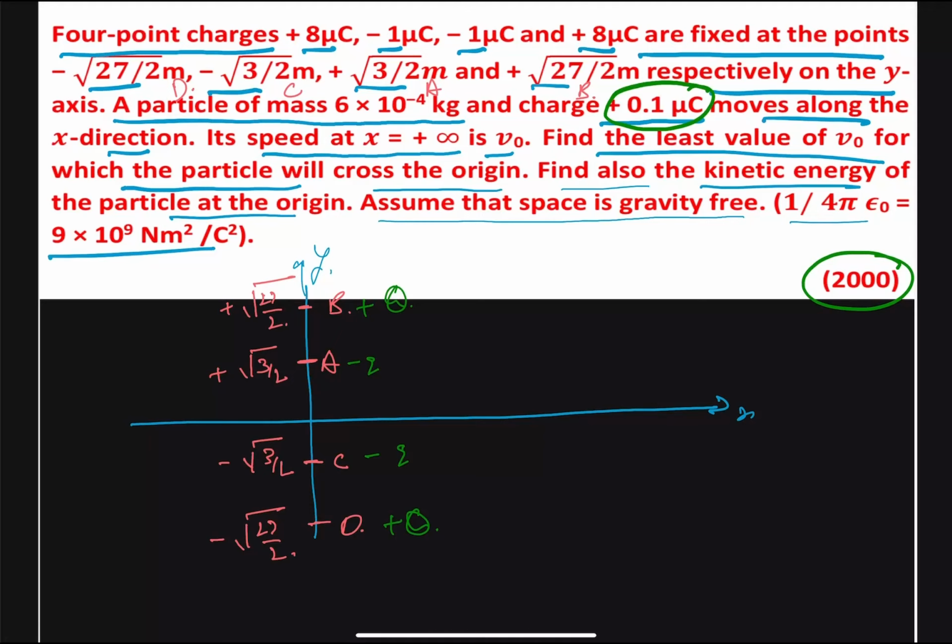And we are given a charge of 0.1 microcoulomb, and it is coming from some kind of infinity point. Let us say this has mass m and charge q naught. It is moving towards the origin with the velocity v naught. At some instant, let us suppose it is at point P, and the distance of this point P from the origin is x.